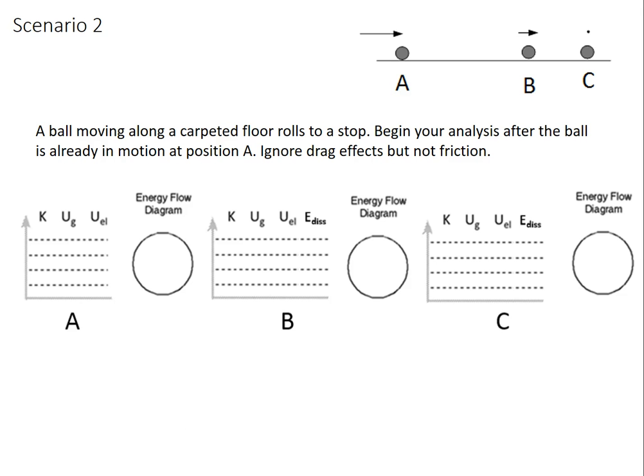Okay, scenario 2. We have a ball moving along a carpeted surface. Why carpeted? Because there's going to be friction. That's why I put it on a carpeted surface. And we are to begin.